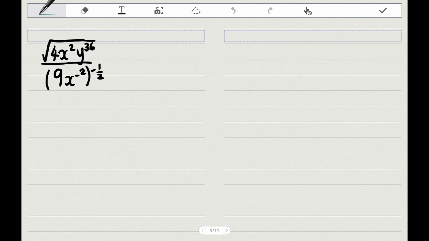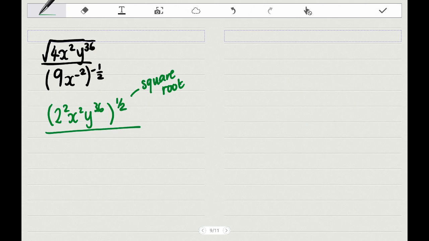Okay, so again, first step, prime bases, and I am going to change the square root over here into its exponent form, which is a half. So there's the square root. Okay, and then 4 is 2 squared, x to the power of 2, and y to the power of 36. All I did was rewrite those. Again, prime base, 9 is 3 squared, x to the power of minus 2, and then we have minus a half. So what we're going to go ahead and do is distribute again.